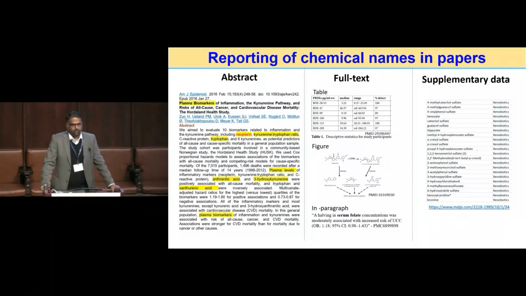How people report chemical names varies. You can have abstract chemical names individually mentioned and full text either in a table, figure, in paragraph, or supplementary table. So we need to mine chemical names, or look for chemical names, in all these different portions of a publication.